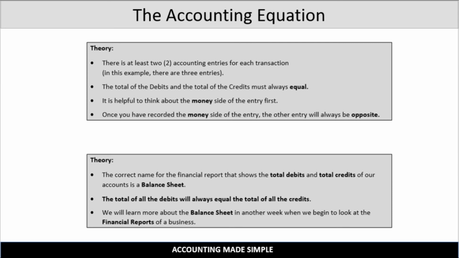The correct name for the financial report that shows the total debits and total credits of our accounts is a balance sheet. The total of all the debits will always equal the total of all the credits. We will learn more about the balance sheet in another week when we begin to look at the financial reports of a business. That's the end of the lesson for today.